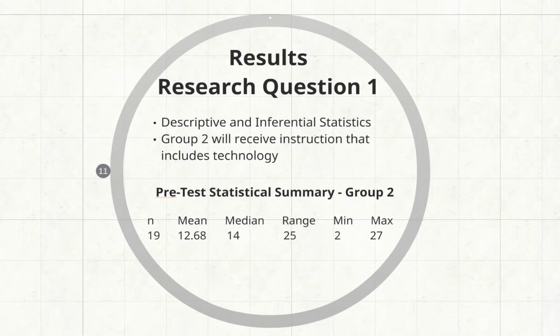On this table, you will see the results of the statistics of Group 2's pretest scores. The mean was 12.68, the median was 14, and the range was 25. Because the pretest scores of the two groups are very similar, I know that they're starting out with the same basic knowledge of the content.